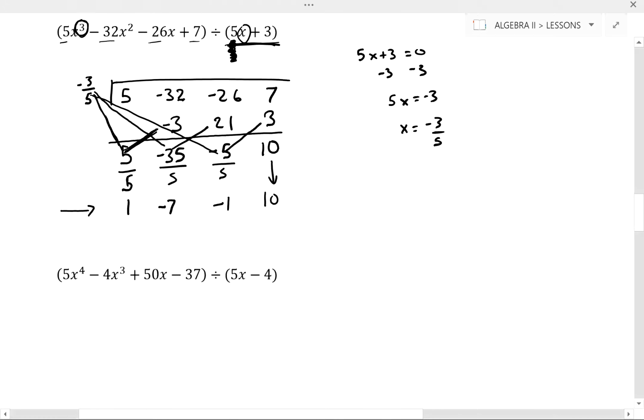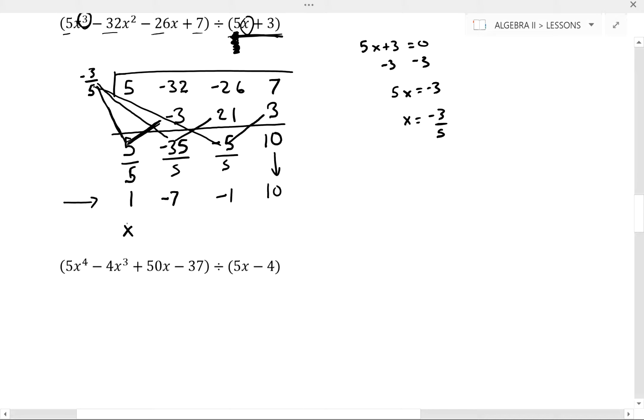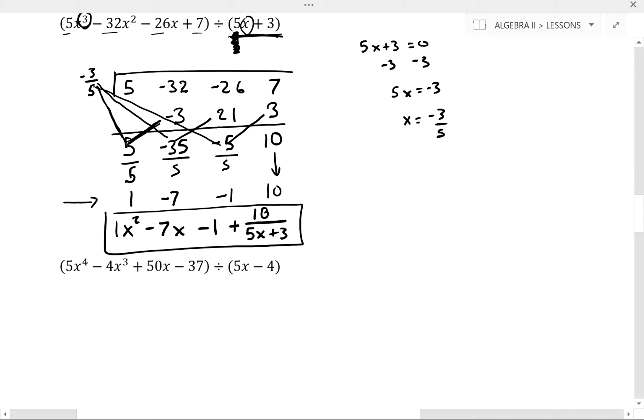So our solution then becomes 1x squared minus 7x minus 1 plus my remainder of 10 divided by the divisor of 5x plus 3. And there's the solution to the division of the two polynomials. So these numbers that we calculated here become the coefficients in front of the variables, and then that last number is our remainder that gets divided by the divisor. So there we go. That's one example of synthetic division working through the setup and process of multiplication and addition.